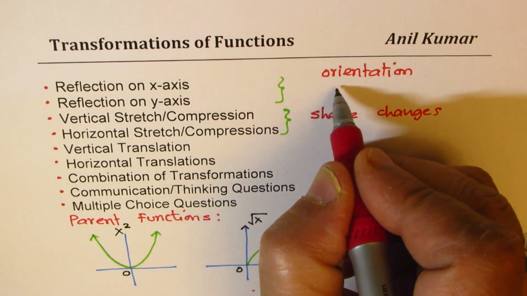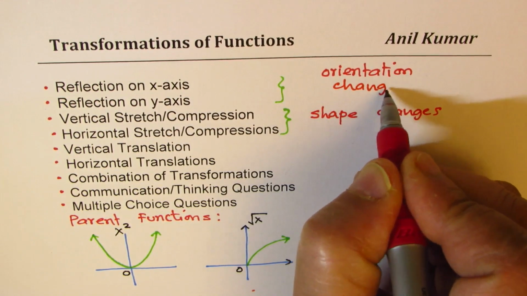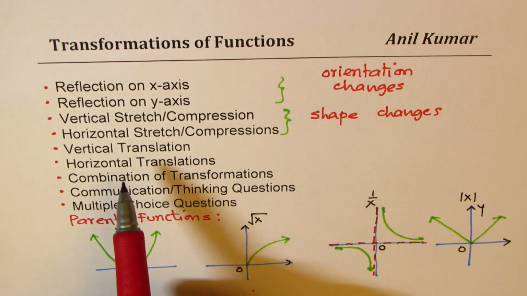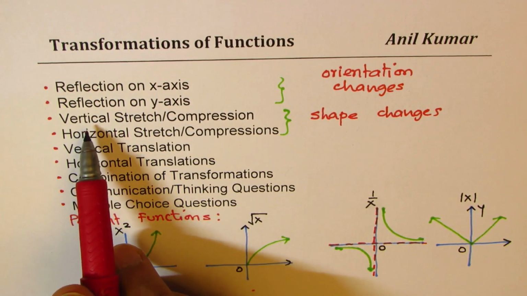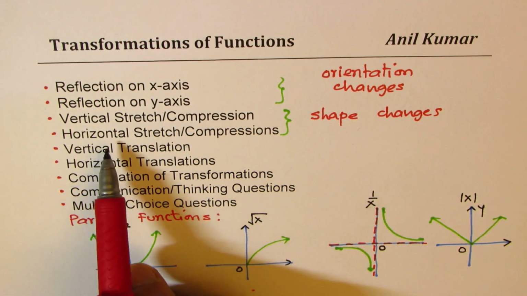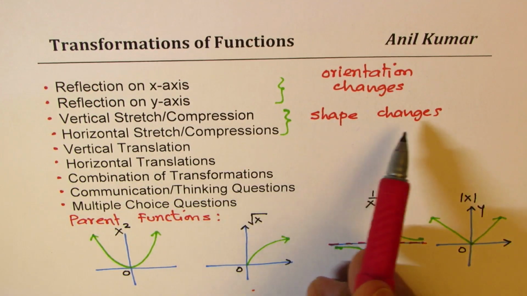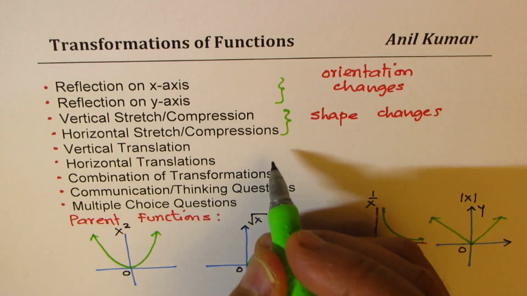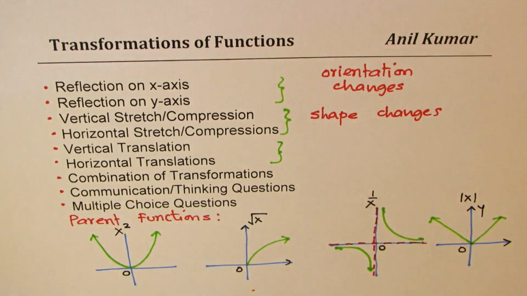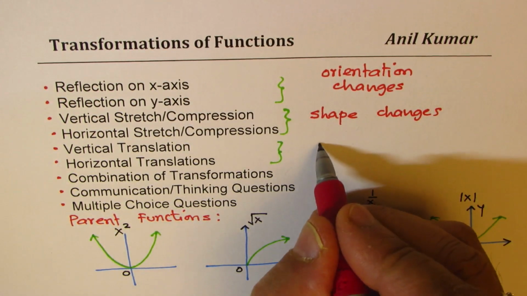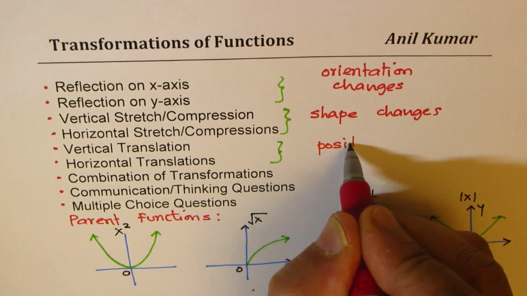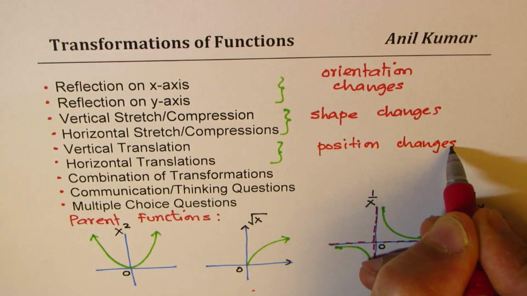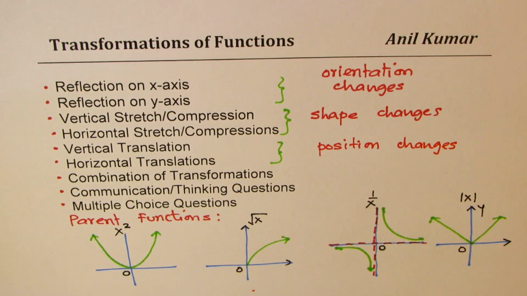So in the first two, orientation changes. It could be up or down, left or right. Whenever we say vertical stretch and compression or horizontal stretch and compression, the shape changes. And then the third category is translation, in which case the position changes. So that is what you need to focus on.